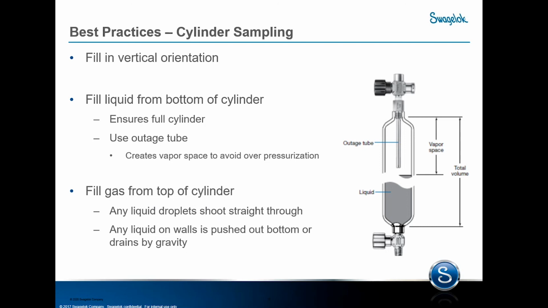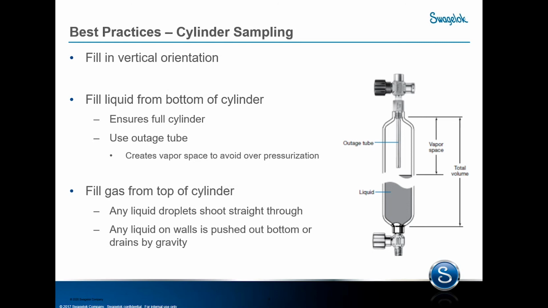So when sampling a liquid, we would typically fill from the bottom up. And when the cylinder is mounted vertically, filling from the bottom up allows the gases to escape out the top of the cylinder as it fills and ensures that you get a full cylinder. Conversely, when sampling a gas, we typically fill from the top down, which would allow any condensation to be flushed out the bottom instead of collecting in the cylinder. When using a sample cylinder, we also need to be concerned about overpressurizing that cylinder.